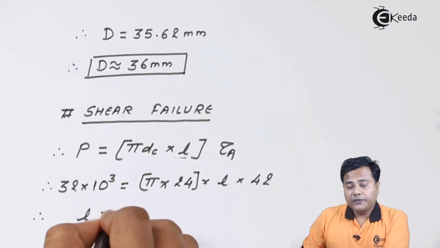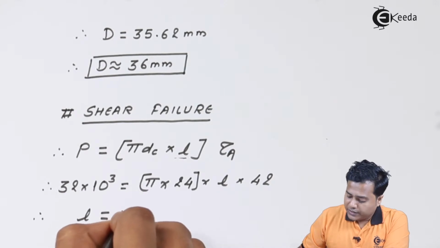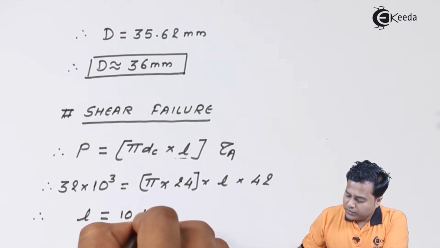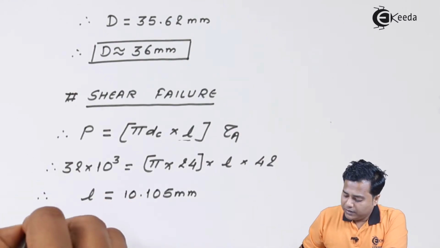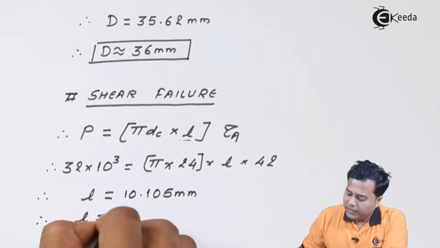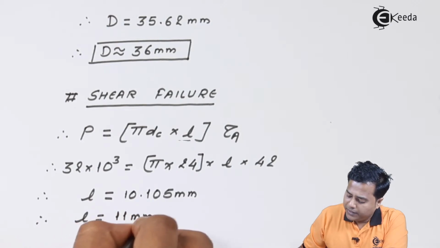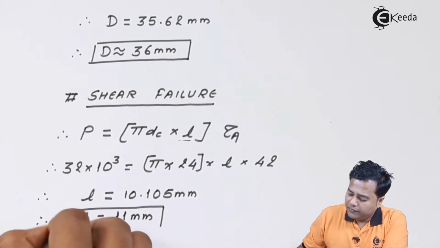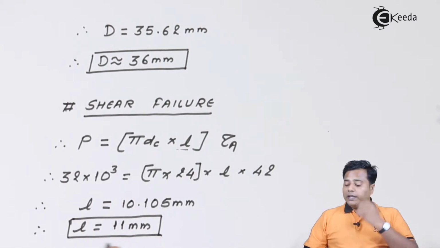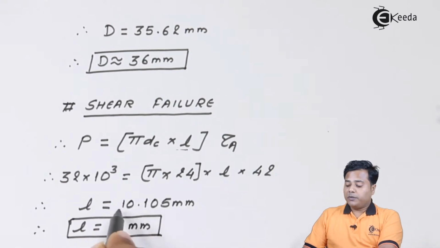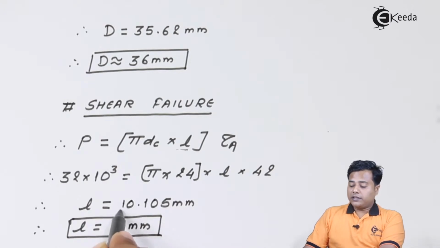The value of length which we get after solving this expression is 10.105 millimeter. Let us round it off to the next level and let us say length should be at least 11 millimeter for sustaining the given strength. So why I am increasing the length, that is also an aspect. Some people may say let us take smaller than that, let us take just 10.